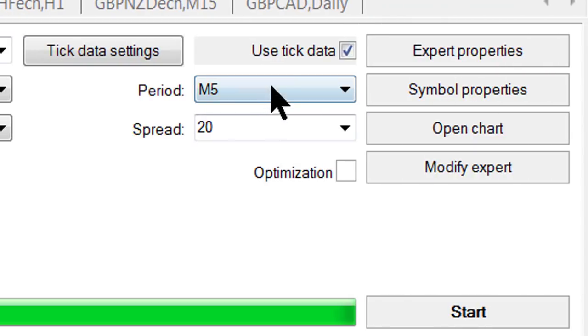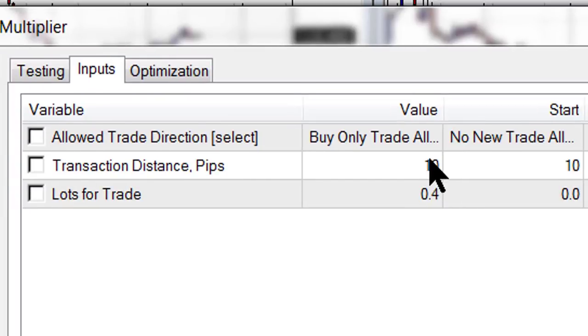And again, we're using the 5-minute time frame with a 20-minute spread. The difference with the inputs here is that the normal ones are there, the 10 pips transaction distance and the number of lots. I'm going to be trading 0.4 lots because this is a reduced lot exposure method.